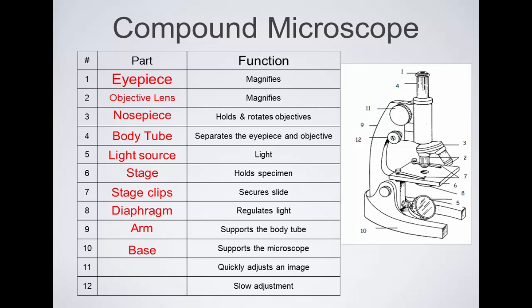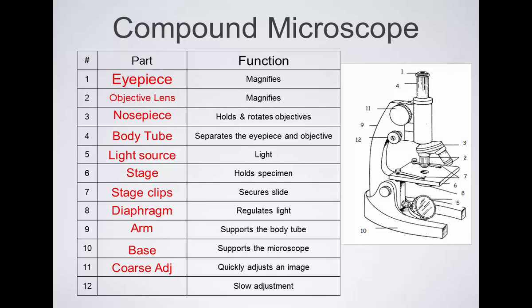Now, if I move this, you can see it moves. What about when I move this other one? Does it seem like anything's happening? It's doing actually the same thing. It's moving the stage, but it moves at a much, much smaller amount. This one, the larger knob, that moves it a lot, is called the coarse adjustment.